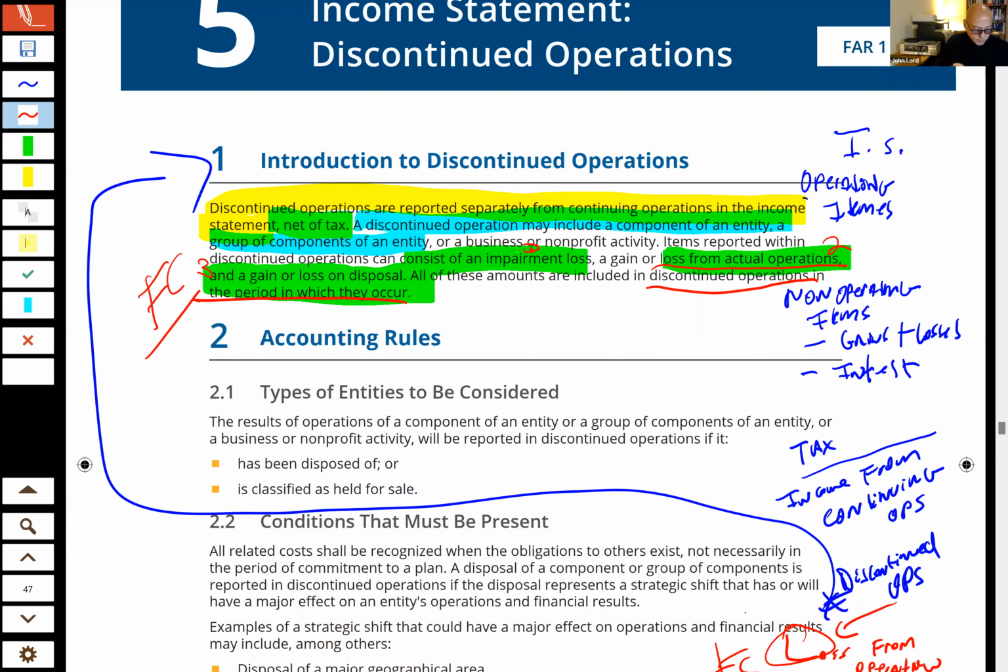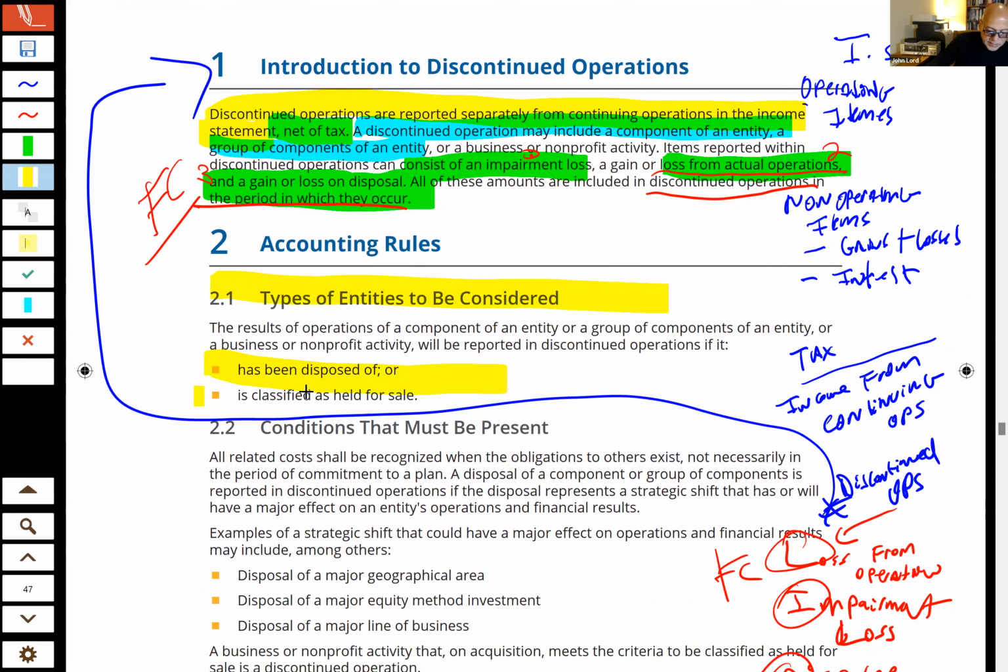Okay, now, when we are considering what will be a discontinued operation, it is something that we have already disposed of, or it is something that is classified as held for sale. So we either got rid of it during the period, or we have committed to a plan to get rid of it during the period. And that's typically what you'll see on the exam.